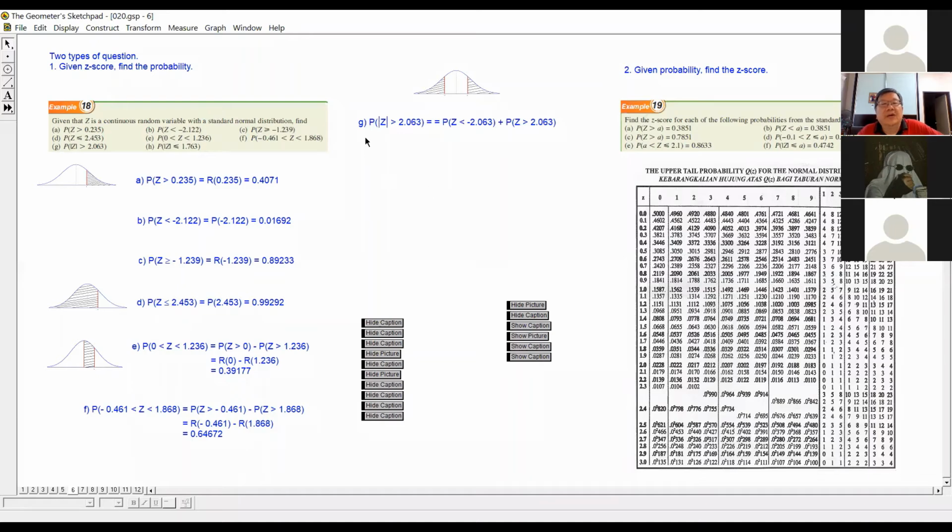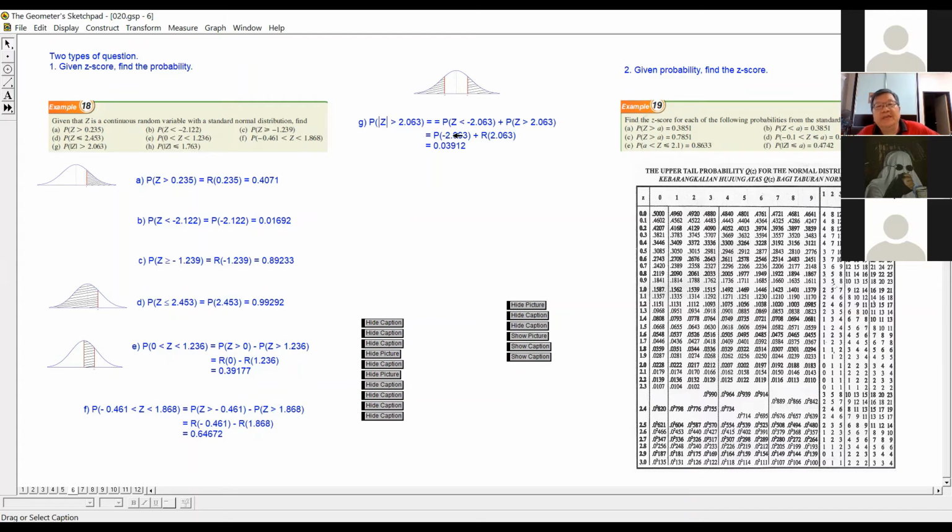Okay, so what you want is this, the modulus of Z or the magnitude of Z, the absolute value of Z greater than 2.063. So greater than 2.063 means the side here and the side here. Greater than positive 2.063, less than negative 2.063. So you want the two corners here, the upper tail and the lower tail. So how to find the upper tail? Lower tail first.